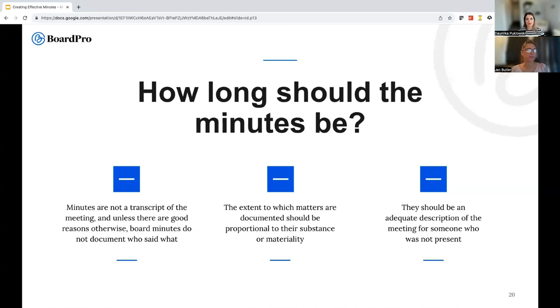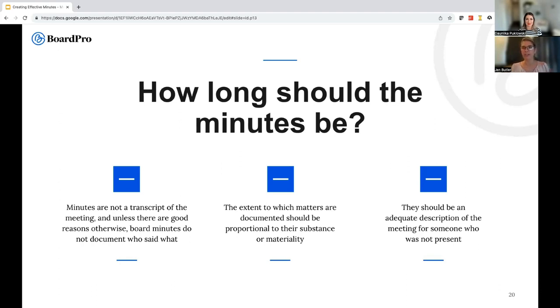So how long should the minutes be? The board is one natural person and should show real cohesion. So we don't need to put information that's already in the board pack or in the reports, as Danica has given you that fantastic tip. And some of those SLT members do have a tendency just to read their report as they come in. We try to discourage that, but they often do.